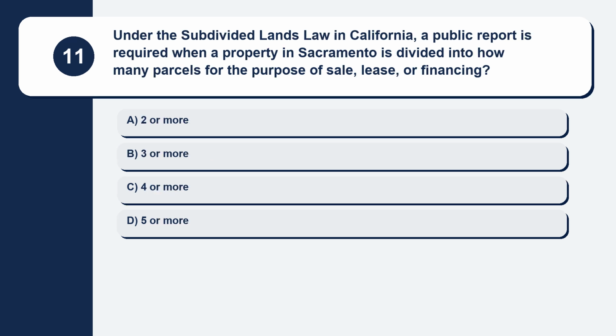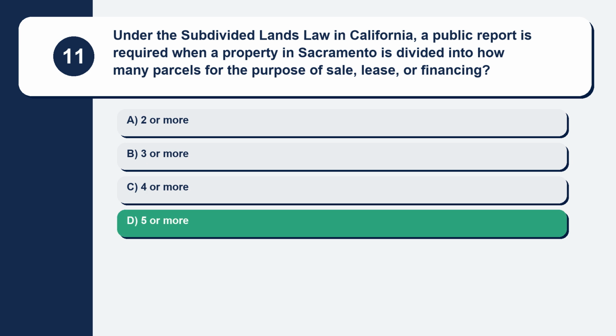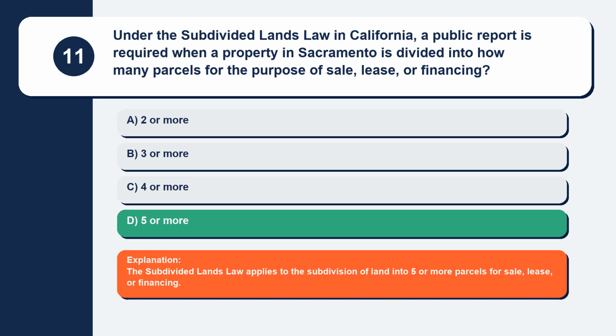Question 11. Under the Subdivided Lands Law in California, a public report is required when a property in Sacramento is divided into how many parcels for the purpose of sale, lease, or financing. Here are your options. Option A, 2 or more. Option B, 3 or more. Option C, 4 or more. Option D, 5 or more. The correct answer is option D, 5 or more. Explanation: the Subdivided Lands Law applies to the subdivision of land into 5 or more parcels for sale, lease, or financing.